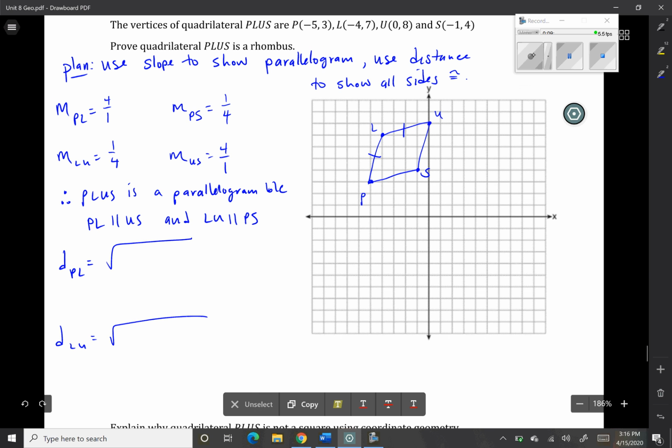So from P to L, I subtract my x values, so -4 minus -5, squared, and subtract my y values, 7 minus 3, squared. Type that into your calculator, so -4 minus -5 squared plus 7 minus 3 squared gives us the square root of 17. If I do the same thing for LU, the x values are 0 and -4, and the y values are 8 and 7. Type that into your calculator, and you also get the square root of 17.